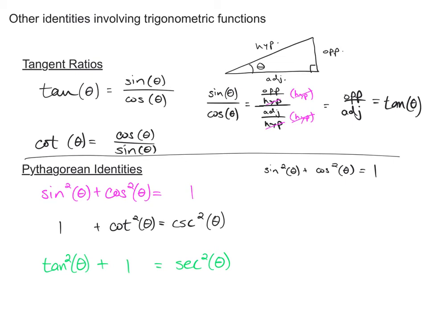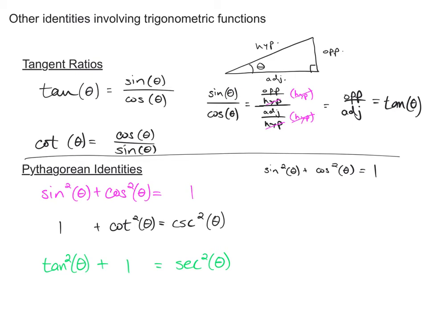And then finally down here we have what are called the Pythagorean identities, and you can see that there are three of them. The first one is sine squared of theta plus cosine squared of theta equals 1. 1 plus cotangent squared theta equals cosecant squared theta, and tangent squared theta plus 1 equals secant squared theta.